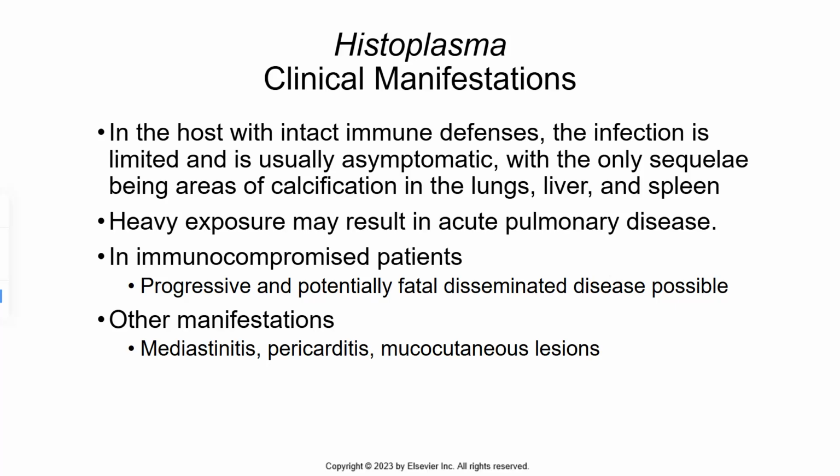Heavy exposure may result in acute pulmonary disease. In the immunocompromised, progressive and potentially fatal disseminated disease is possible. Other manifestations include mediastinitis, pericarditis, and mucocutaneous lesions.